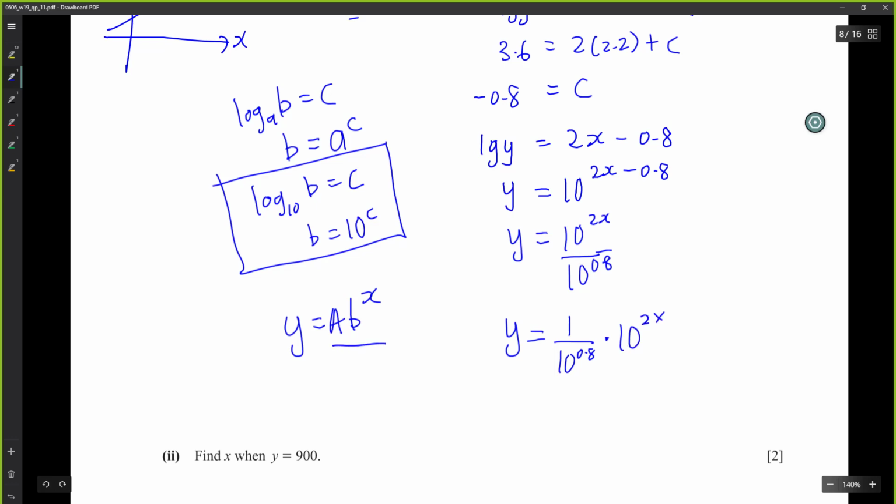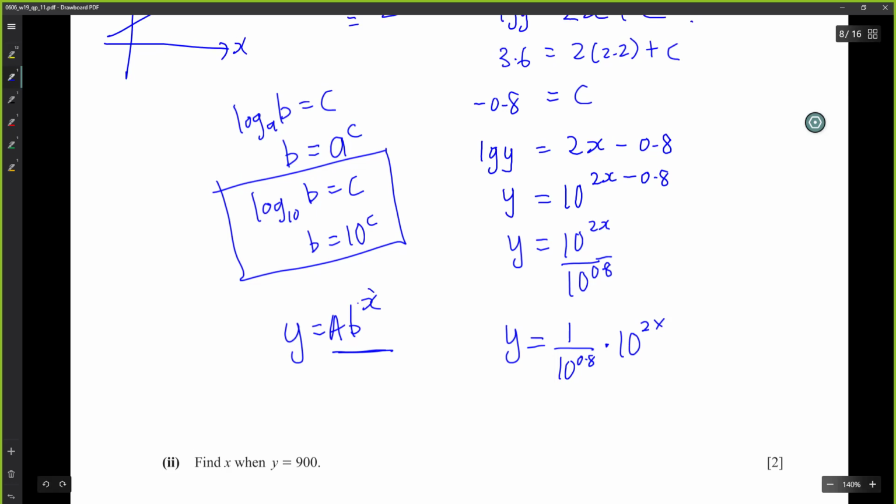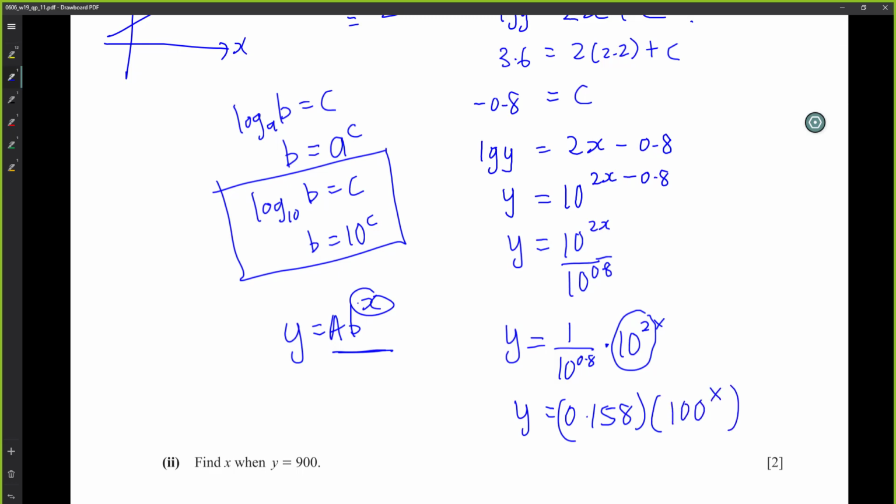Yeah, I kind of get this thing already. But then there's no 2x here. This is 1x, isn't it? And if you don't like 1 over 10 power of 0.8, you can type everything in your calculator to get a nice number for you. Yeah, which is 0.158. And then because I don't want 2x, I will do 10 power of 2. So I will say multiply 100x. Yep. So this is A, this is B, power of x.